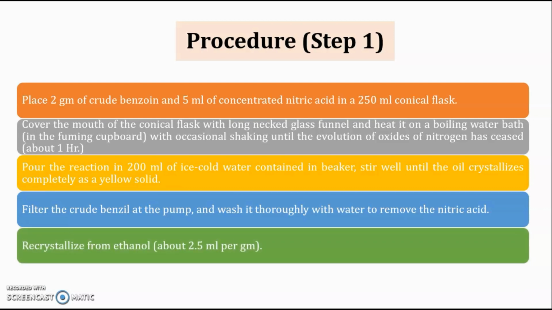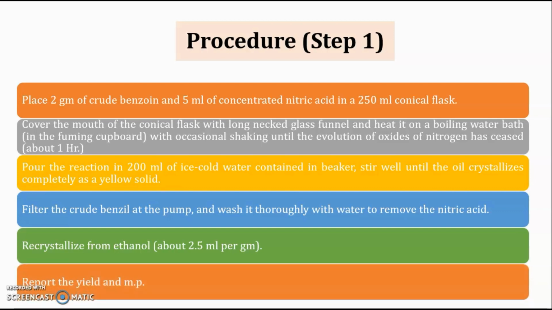Approximately, you have to take 2.5 ml of ethanol per gram of your compound. Then report the percentage yield and melting point. Remember, the product that we are getting in this step 1 is directly used for the synthesis of phenytoin in the second step. So this is about the procedure involved in step 1.